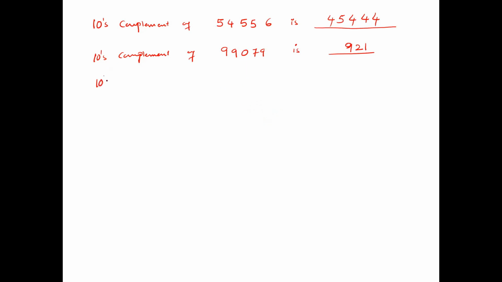Now, tens complement of 5, 4, 3, 0, 0 is 4, 5, 7, 0, 0.